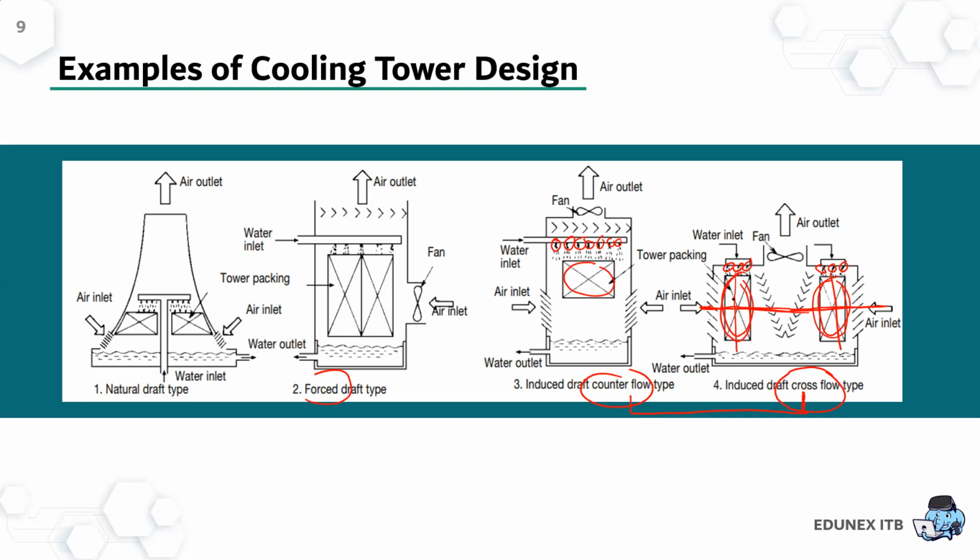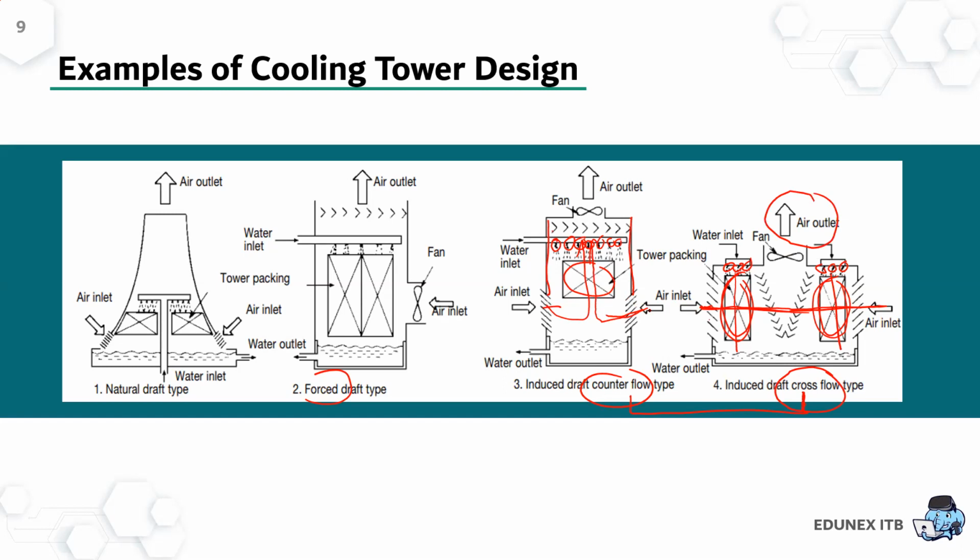So we call it the cross flow type. While for this, we can see that the airflow actually starts from here, because this is a cross pack. So the airflow starts from this side, and it will counter the flow of the water, which is going up. So even though the air outlet is similar, going up, the main difference between the counter flow and the cross flow is regarding the flow.